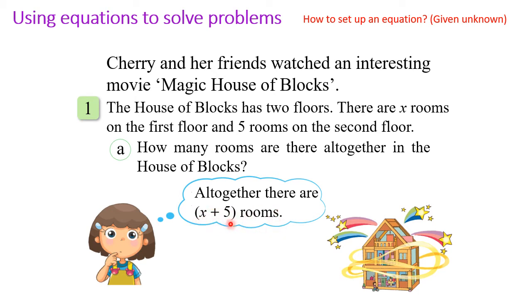Don't forget the brackets when you write down the sentence with a unit here. They are altogether open bracket x plus 5 close bracket rooms. This is for question A.